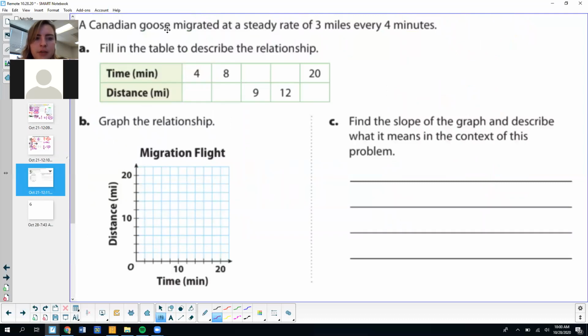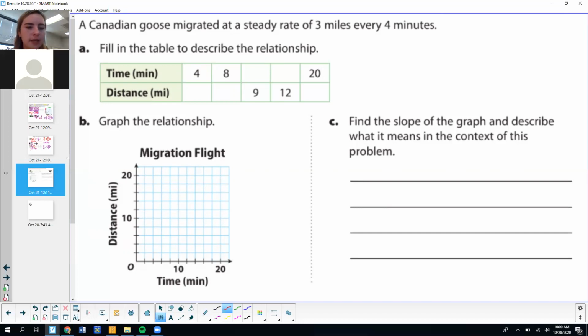All right. A Canadian goose migrated at a steady rate of 3 miles every 4 minutes. Hold on one second. Fill in the table to describe the relationship. On your papers, you don't necessarily have to draw a table, but if you have lined paper, maybe you can write time in minutes and distance in miles and then make a table. I'll give you a minute to do that real quick.